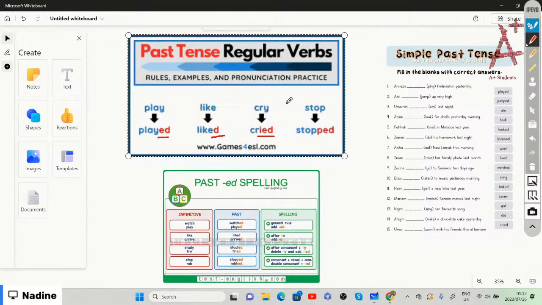And then we have stopped, for example. Over here, we have stop, which shows present tense. And then in the regular past tense, we say stopped. And in this case, we did not just add an ed, we added another p and then the ed.